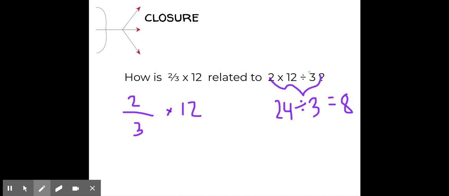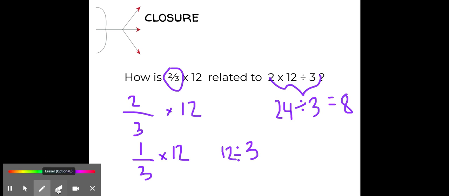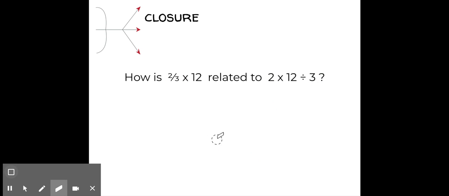Well, I wanted to show you a little relationship here. If I were to do 1/3 times 12, it would be the same as saying 12 divided by 3. Since 2/3 is 2 times as much, I could just multiply 2 times 12 divided by 3. And this was just a quick statement here, just to show the relation, to see if it was something that you could solve too.